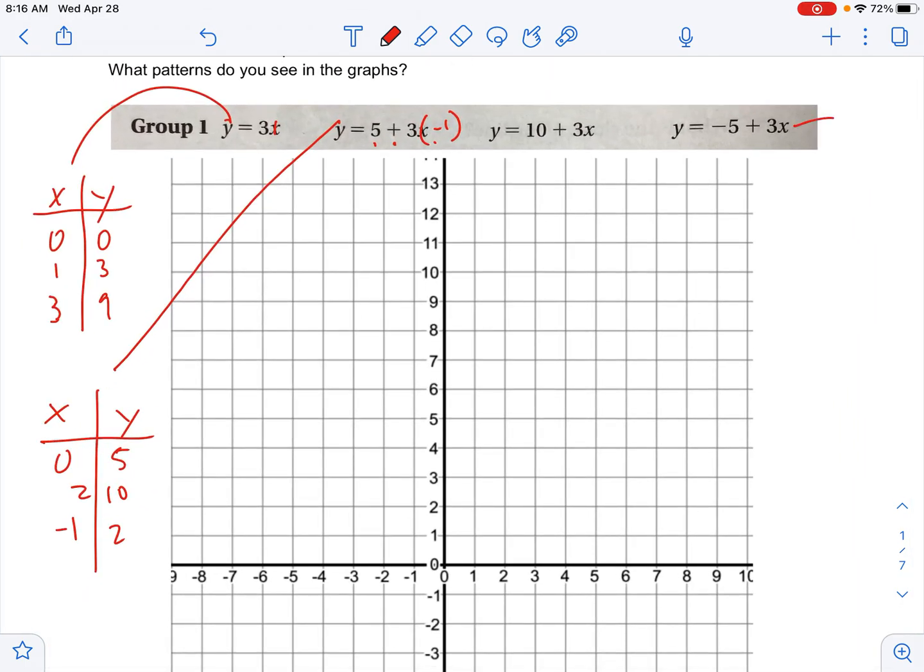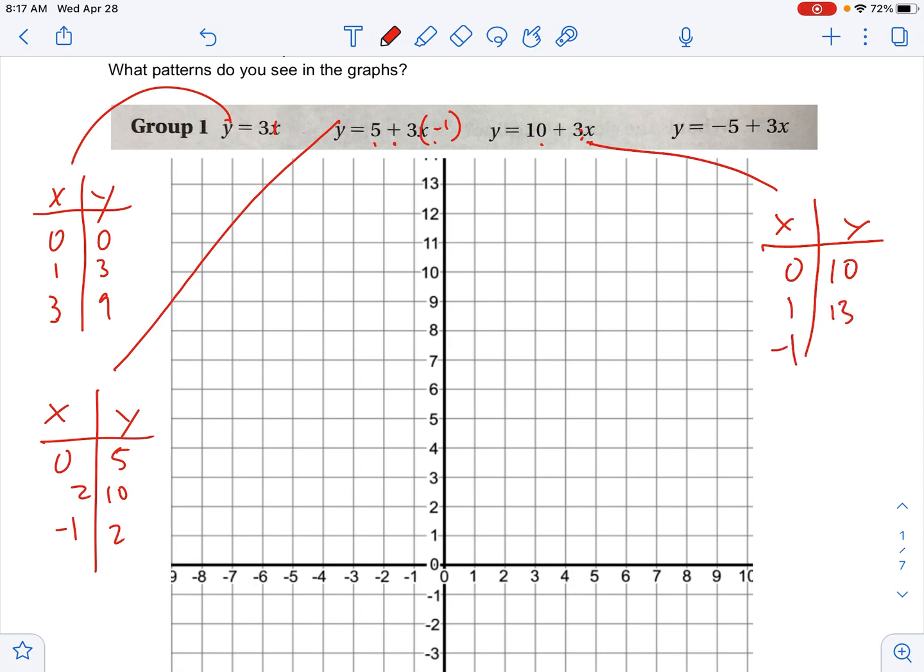All right, let's do this one right here. No, let's do the opposite. Let's do this one. x, y. All right, when x is 0, 3 times 0 is 0 plus 10 is 10. Let's do 1. 3 times 1 is 3 plus 10 is 13.